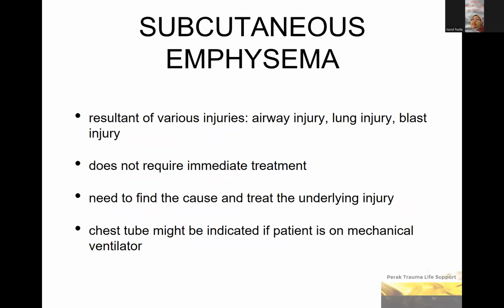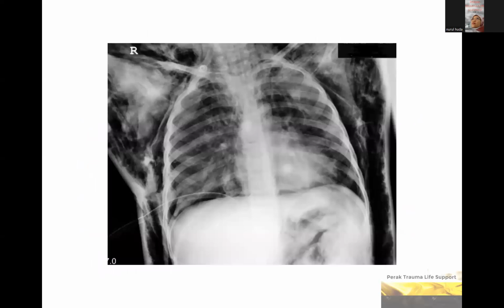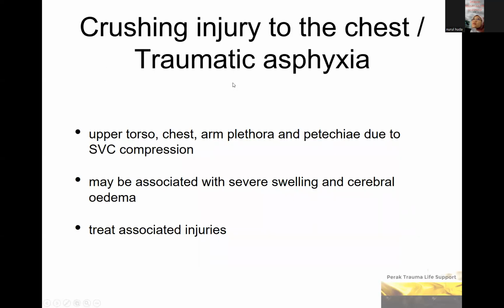Okay. A chest tube might be indicated if the patient is on a mechanical ventilator. And then the patient might need drainage of the subcutaneous emphysema when it causes problems to the soft tissue, such as compartment syndrome. Okay, so this is the chest X-ray of a patient with subcutaneous emphysema. So you will see there's a lot of air inside the subcutaneous tissue, up to the neck. And then this is the chest tube that has been inserted for the ventilated patient.